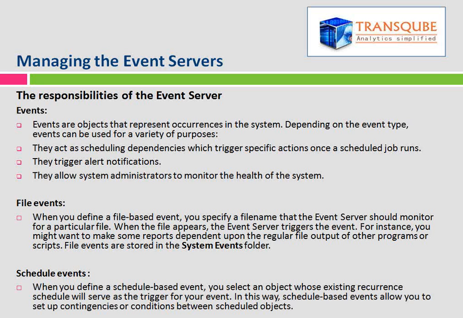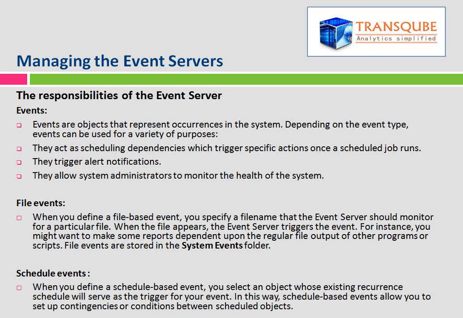The triggered alert notifications. Alert notifications are basically system-based alerts, such as when a specific service is not working in an appropriate manner, etc. They allow the system administrators to monitor the health of the system. Events are used to trigger the alerts. Different types of events exist here, guys.